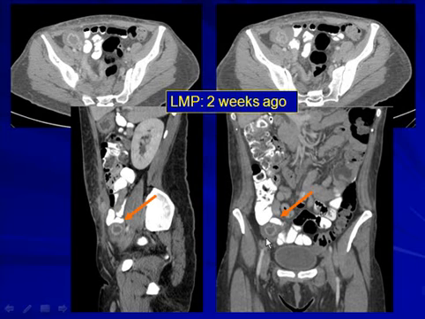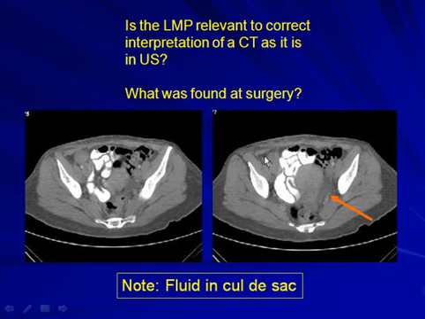Here are some sagittal and coronal reconstructions of her CT scan, and again we see a rounded structure with an enhancing rim and a central fluid collection. Of course, we don't routinely ask patients when we do CT scans about their last menstrual period, but subsequently we found out that her LMP was 2 weeks ago. So the question arises, is the LMP relevant to correct interpretation? Let me repeat that. Is the LMP relevant to correct interpretation of a CT as it is in ultrasound?